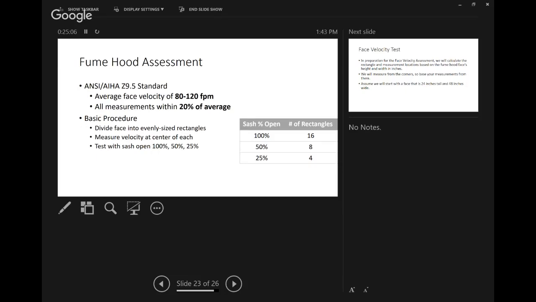Now, it's a big opening, so we're going to take multiple measurements, and we want to make sure that no one quadrant of that face is more than 20% off from the average for the whole thing. So those are the two things that we want to reference after we measure the face velocity. If it meets these things, then we're good. If you've got a lot of variability, that indicates something might be wrong somewhere in the system or with the fume hood.